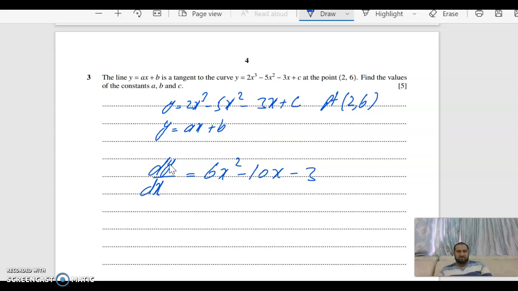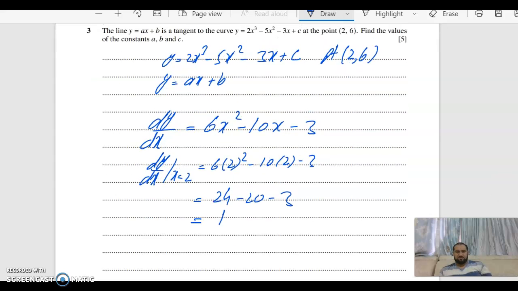We apply the power rule over here, and then it says it's a tangent to the curve at point (2, 6). So if we plug in the coordinate, dy/dx at x equals 2 is 6 times 2 squared minus 10 times 2 minus 3. So this will be how much? 24 minus 20 minus 3. So that means this will be equal to 1.